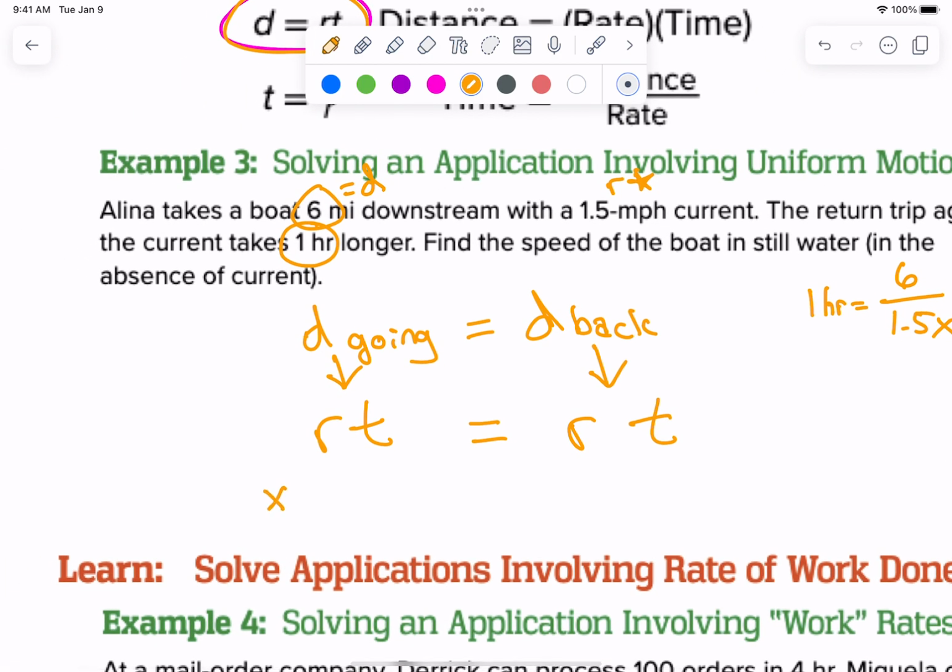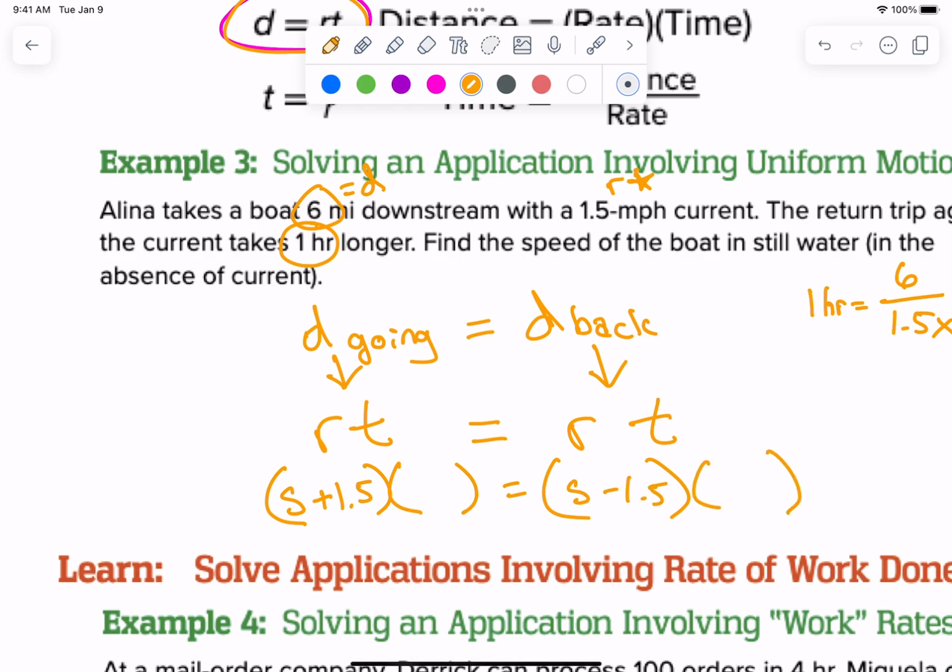So my speed, let's say this is my speed. I'm going to call it S. Speed plus 1.5 times the time equals the speed minus 1.5 times the time. You see how that works? Your speed going is with the current, and the time going is T. Your speed on the way back is against the current, and the time is 1 hour longer, so T plus 1.